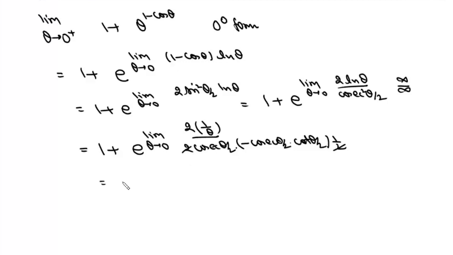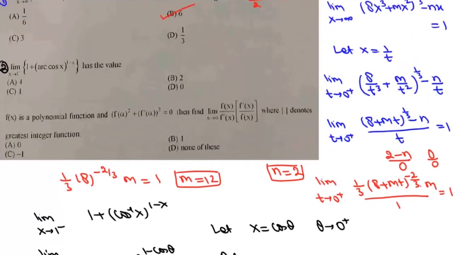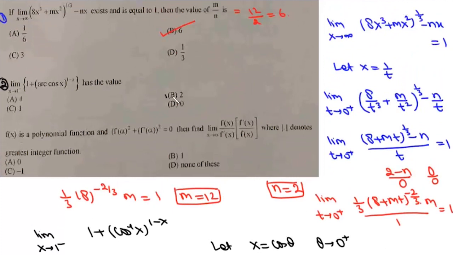Now we can write this as 1 plus e to the power limit theta tends to 0, and this is minus 2 sine theta by 2, sine square theta by 2, tan theta by 2 upon theta. Now we multiply and divide it with 2. This is 1 and sine 0 is 0. So this is 1 plus e to the power 0, which is 1 plus 1, and that is 2. So the answer to this limit is simply 2. And that's your option B.